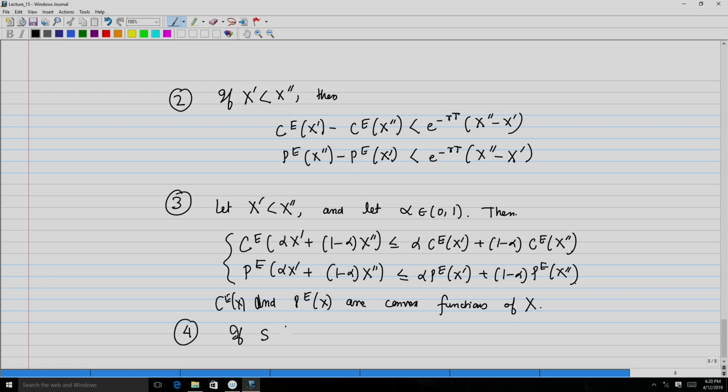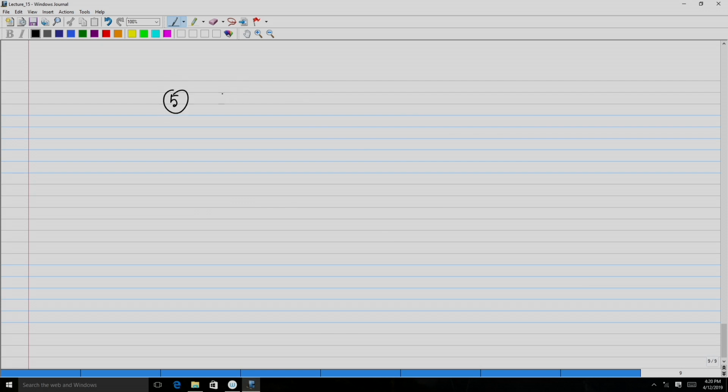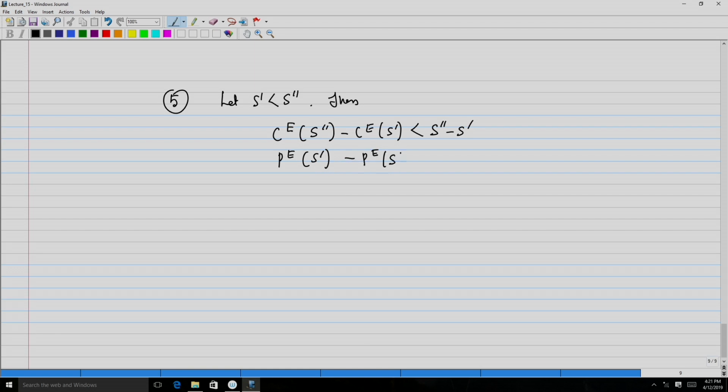Next, we state this proposition 4. Now, here we assume that S prime is less than S double prime, then Ce of S prime is going to be less than Ce of S double prime, and Pe of S prime is going to be strictly greater than Pe of S double prime. Now, another relation, again let S prime be less than S double prime, then just as in the case of the strike price, we obtain a similar relation: Ce of S double prime minus Ce of S prime is strictly less than S double prime minus S prime, and Pe of S prime minus Pe of S double prime is strictly less than S double prime minus S prime.